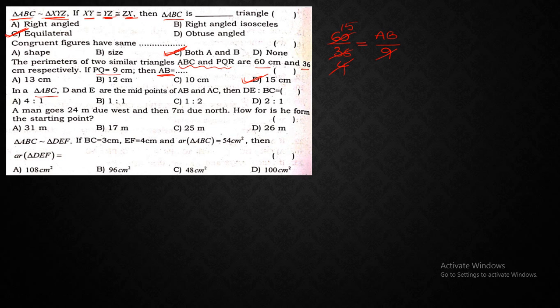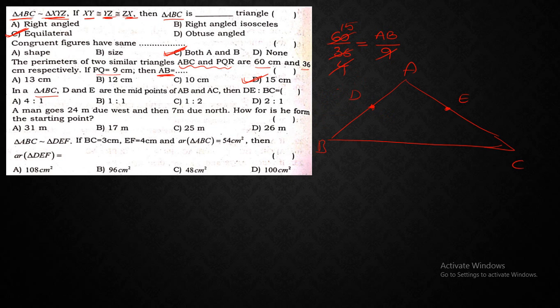Next, in triangle ABC, D and E are midpoints of AB and AC, and he is asking for DE is to BC. So how will you find it? If I draw the figure somewhat bigger, you can easily understand. He has given a triangle ABC. So this is D, this is E.